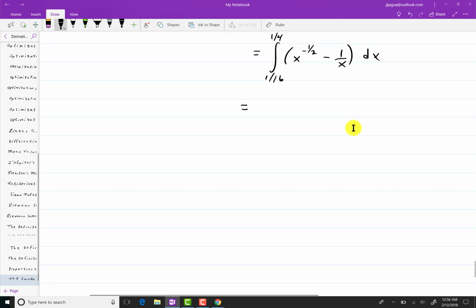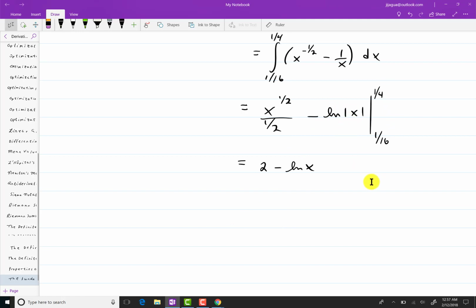So this equals, remember what you do, add 1 to the exponent and divide by that exponent. So I'll have x to the 1/2 all over 1/2 minus the natural log of the absolute value of x. And that's from 1/16 to 1/4. That's going to be 2x to the 1/2 minus ln of x from 1/16 to 1/4. Since these numbers are both positive, the absolute value will not be necessary.